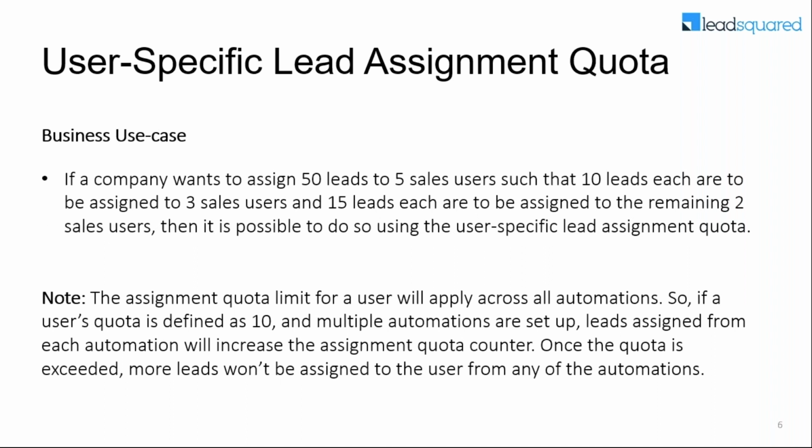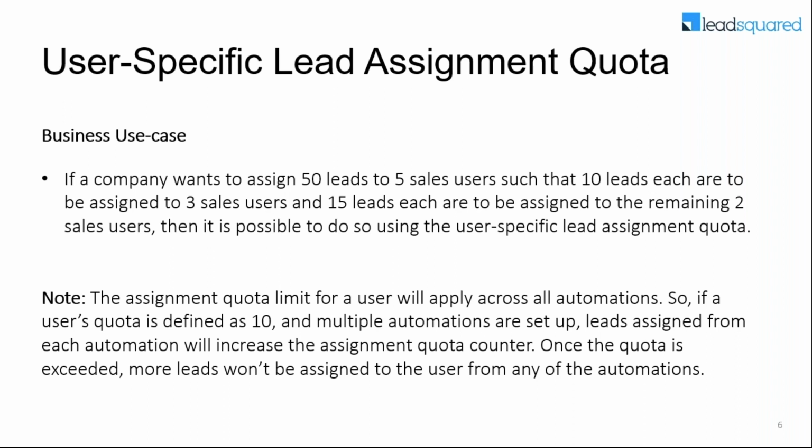So let's look at a business use case for this particular feature. Suppose there's a company that wants to assign 50 leads to 5 sales users, such that 10 leads each are to be assigned to 3 sales users and 15 leads each are to be assigned to the remaining 2 sales users. Then it is possible to do so using the user-specific lead assignment quota. Earlier, there was a global setting which would apply at the user role level, but now you can have individual user-specific quotas. One point to note here is that the assignment quota limit for a user will apply across all the automations. So you have to be careful.